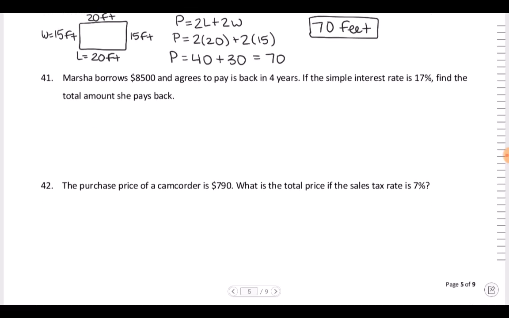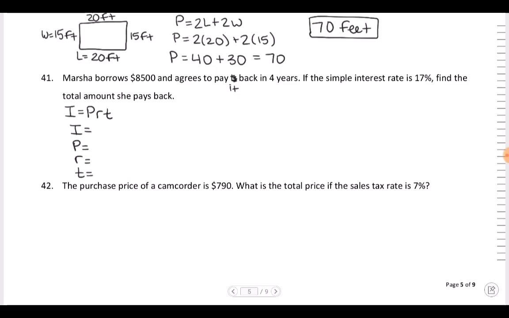Okay. Number 41, Marcia borrows $8,500 and agrees to pay it back in 4 years. If the simple interest rate is 17%, find the total amount she pays back. Okay, so I equals PRT is my simple interest formula. And so we know that I is the interest amount, P is the borrowed amount, R is the interest rate, and T is the time in years.